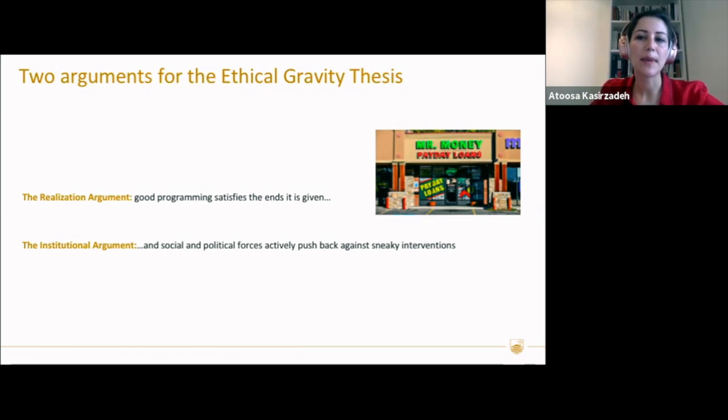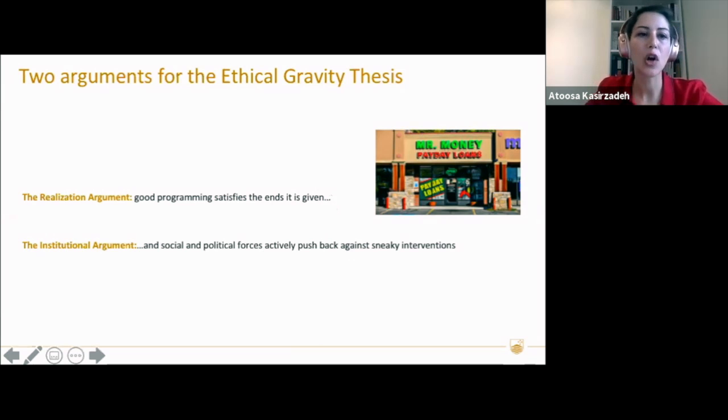Second, when we talk about ethical problems, those should be understood extensionally. So when we say there's a problem, it does not necessarily come from a bad intention, but there are bad consequences. So the ethical gravity thesis is really about the consequences. We provide two arguments in defense of the ethical gravity thesis.